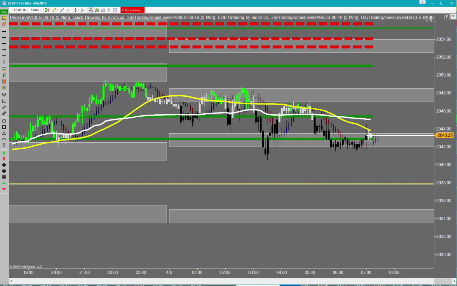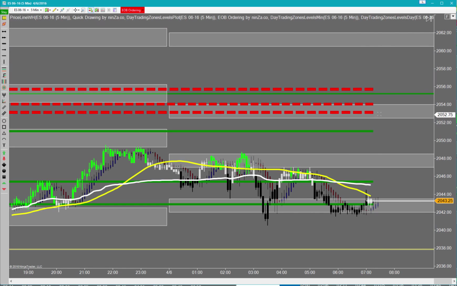Now this area looks like it's going to be real tough to get through today. We've got three major zones and pivots in here, so we're going to be real cautious. Could be a lot of consolidation in this area unless the oil inventories are really, really low and the market's going to drive all the way up.